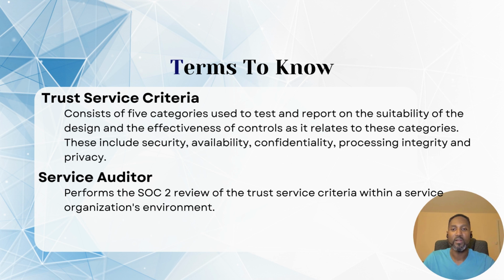Trust service criteria. This consists of 5 categories used to test and report on the suitability and the design and effectiveness of controls as it relates to these categories. These include security, availability, confidentiality, processing integrity, and privacy. Now, this will come further down and you will understand it better. Service auditor. This performs a SOC 2 review of the trust service criteria within a service organization environment. So it's basically the person who is going to be testing and looking into whatever controls were put in place.